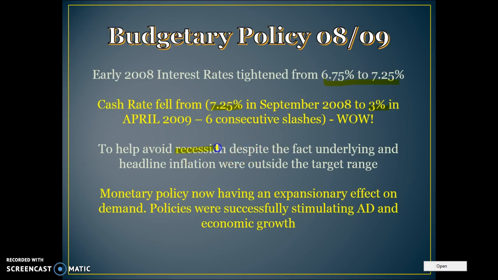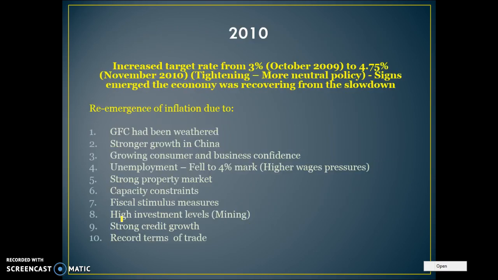The idea was to avoid recession, even though underlying and headline inflation were actually still above 3%. They were forecasting that over the next 2 years we were likely to experience very minimal inflationary pressures. So a good example of the RBA looking at leading indicators and reacting to those as opposed to the current rate of inflation. The idea was for monetary policy to have a more expansionary effect on the economy.